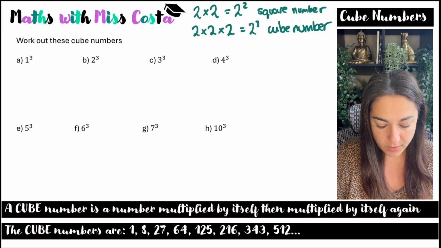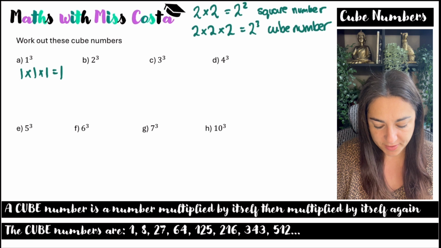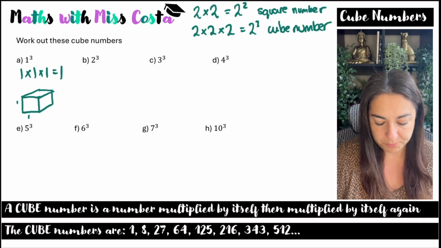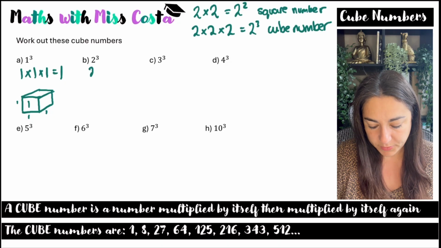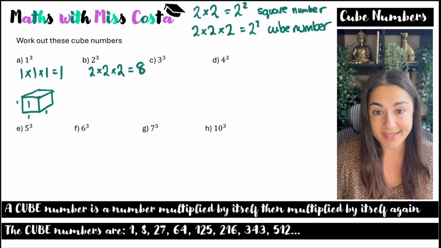We've got 1 times 1 times 1 is 1. And let's try and visualize this. So if this was a square, we'd have 1 times 1. Make it a cube, so make it 3D. And what would the volume be? Well, it would be 1 because 1 times 1 times 1 is 1. So what would I do for 2 cubed? Well, that's 2 times 2 times 2, which is 8. So 2 cubed is 8.